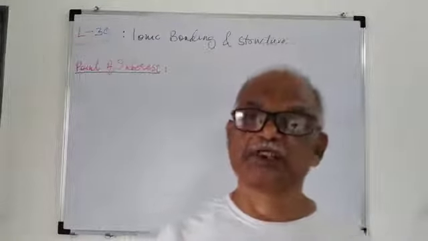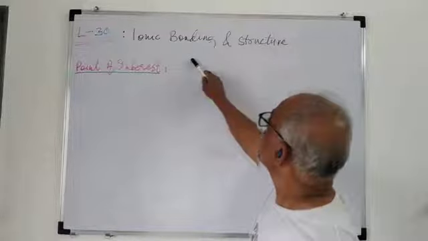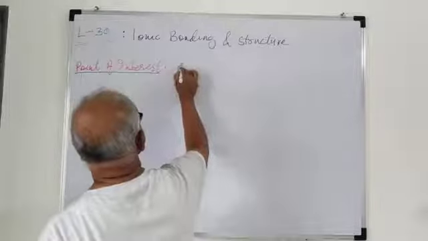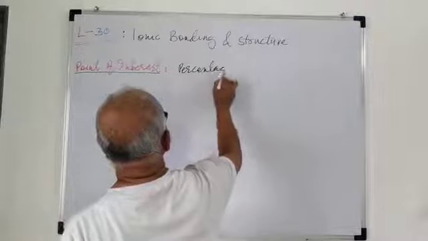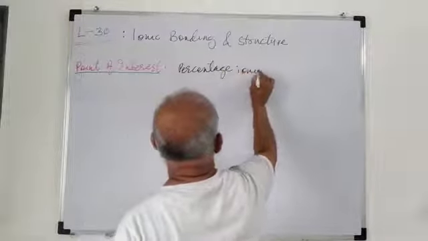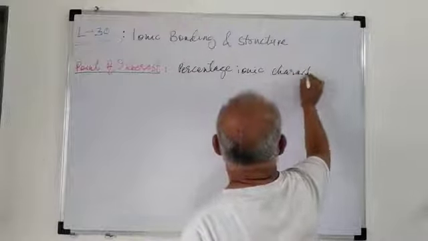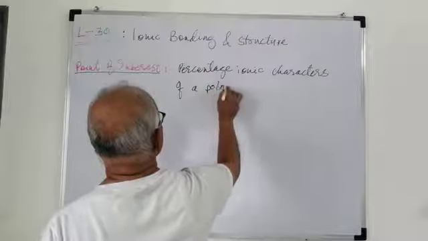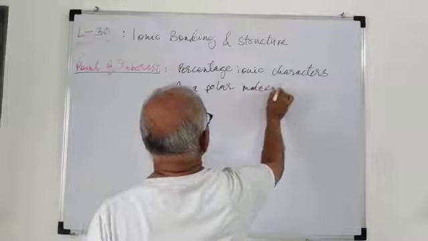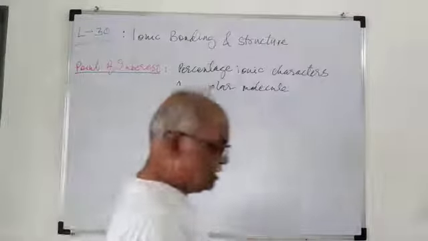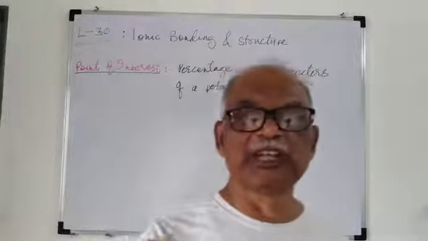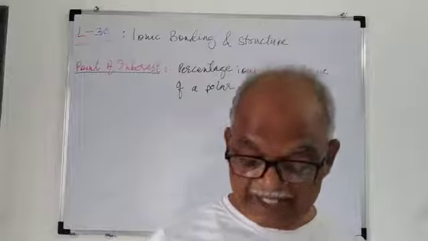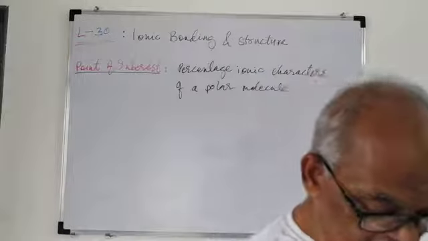Today we will see the next and last point of this topic, that is ionic bonding and structure. The last point of this topic is percentage ionic characters of a polar molecule. So basically we are considering that the molecule is polar in nature, and in such a case we can find out the percentage ionic characters present in it.